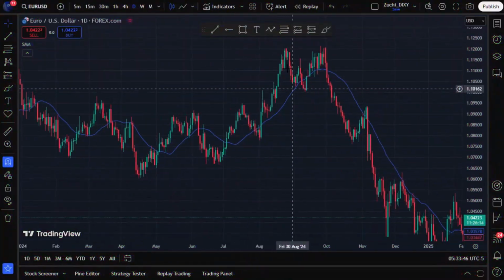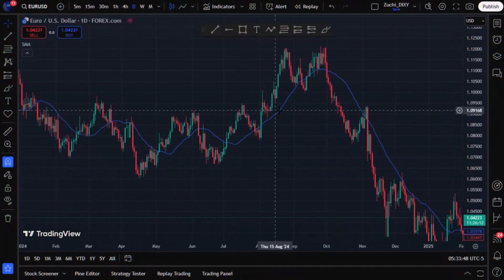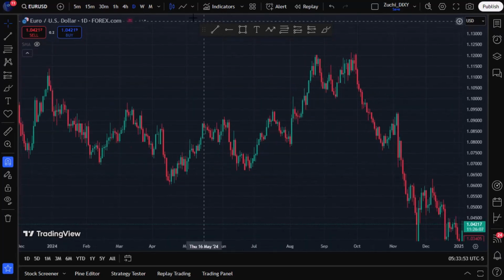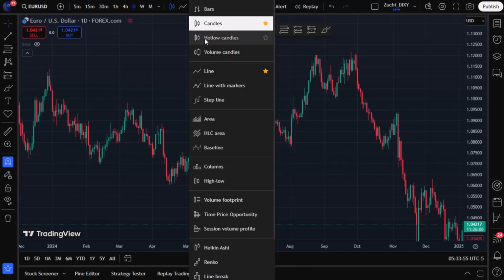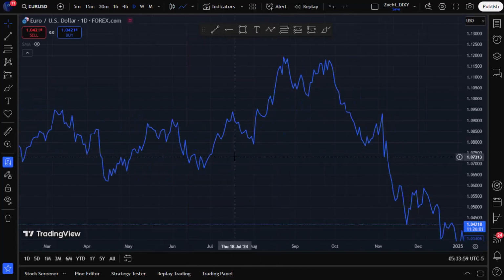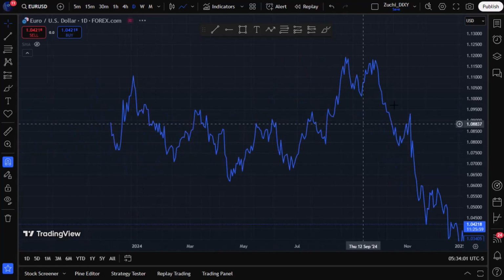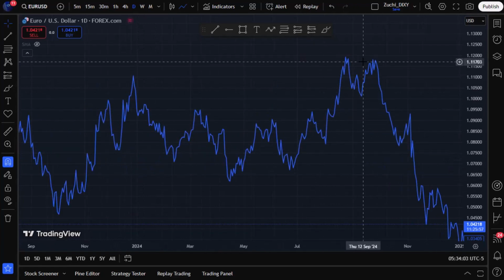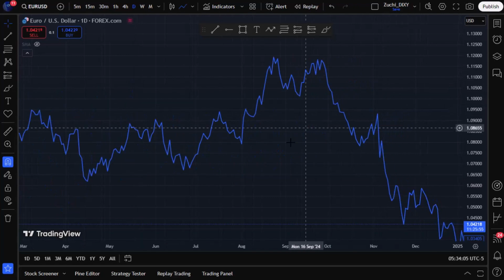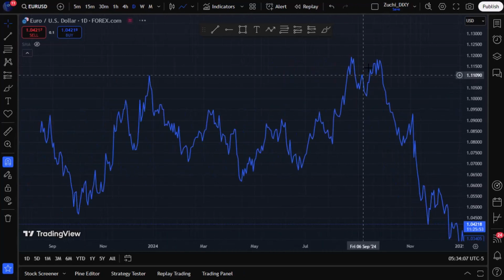Now there are also other types of charts that we can use. If we hide this indicator for a minute, you can choose to view your chart on a line graph. All right, so this is the line graph. It also tells you the direction of the market using the line. The line will tell you where the market is trending to and where it is coming from.